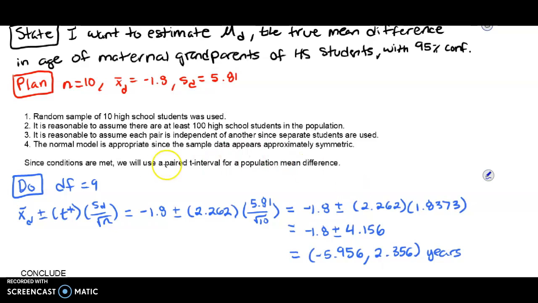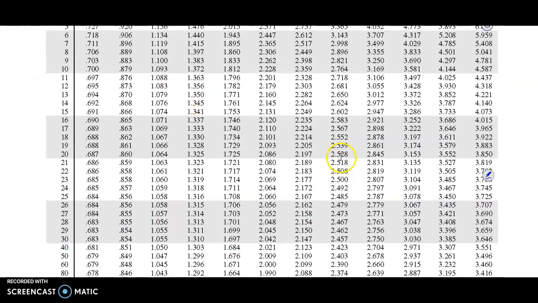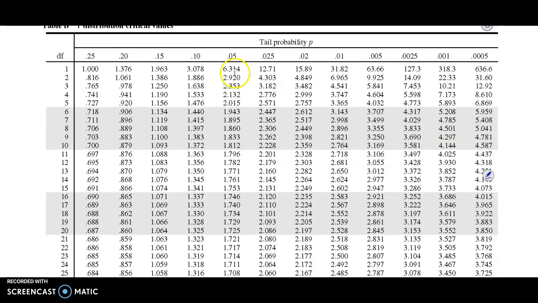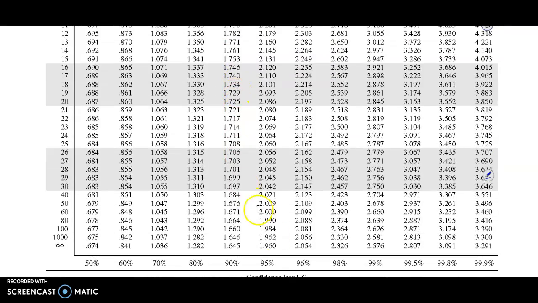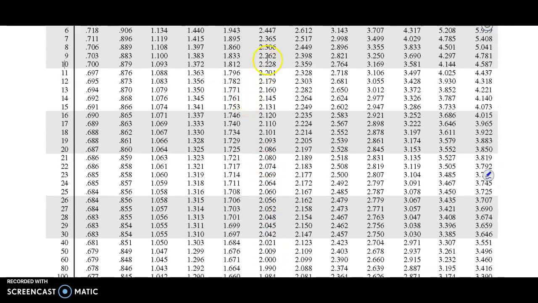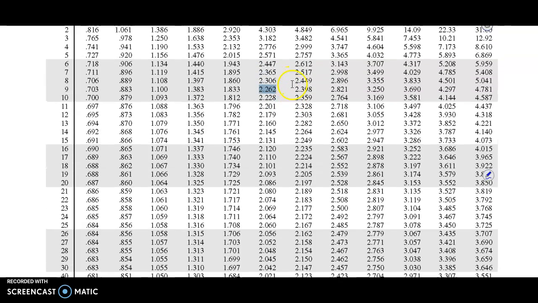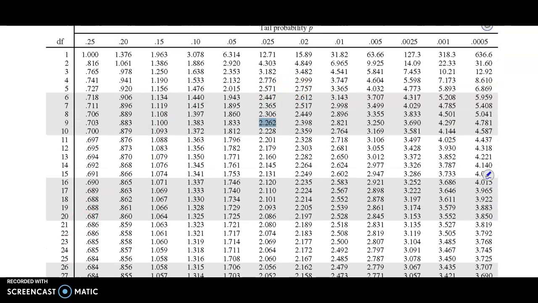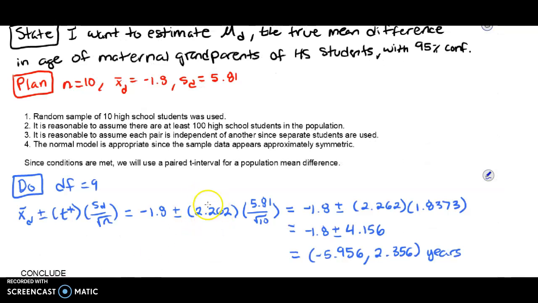Next up, I'll calculate my degrees of freedom, and I do that by doing n minus 1 to give me 9. I have 9 degrees of freedom, and I'm using 95% confidence, so I'll go here to my t-table. Here is 95% confidence, right here is my confidence level, and I'm going for 9 degrees of freedom, and that looks like this critical value here of 2.262.